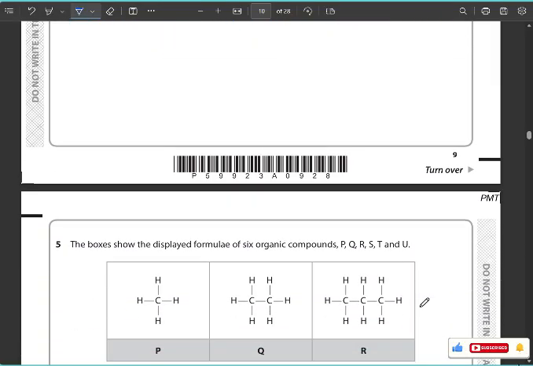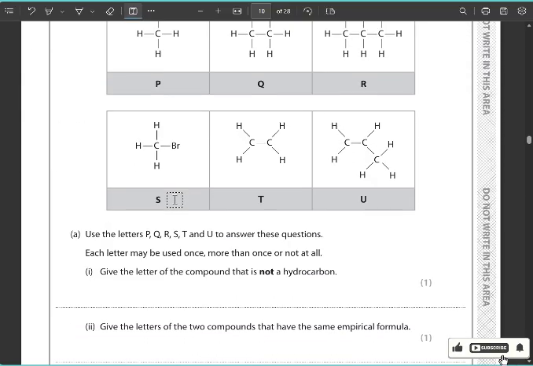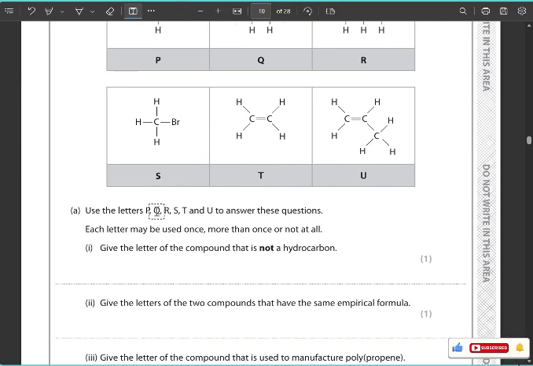Okay, the next one. The boxes show the displayed formulae of 6 organic compounds, P, Q, R, S, T, and U. Use the letters P, Q, R, S, T, and U to answer these questions. Each letter may be used once, more than once, or not at all. Give the letter of the compound that is not a hydrocarbon.